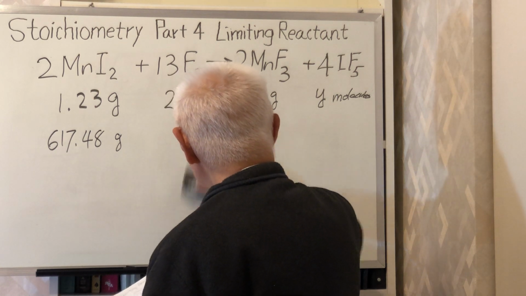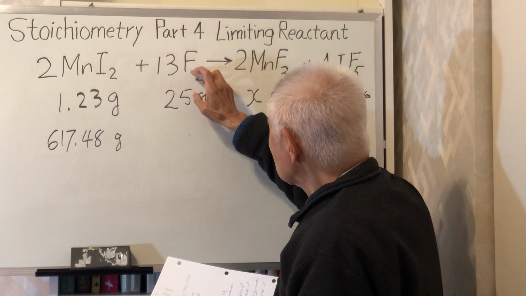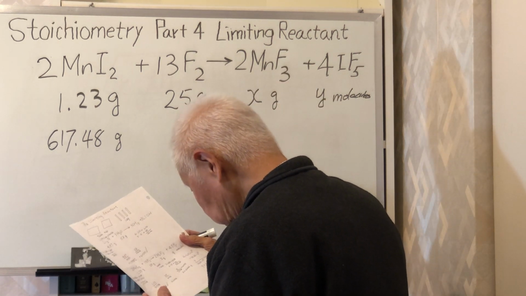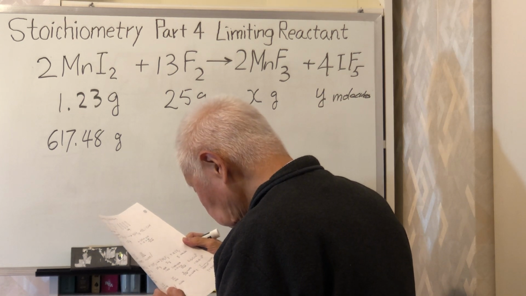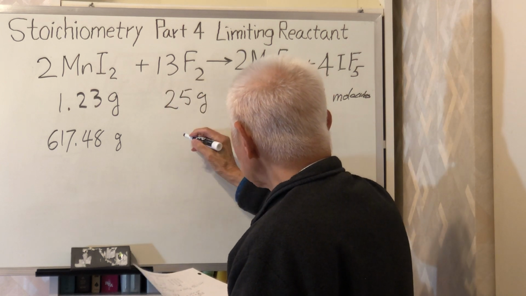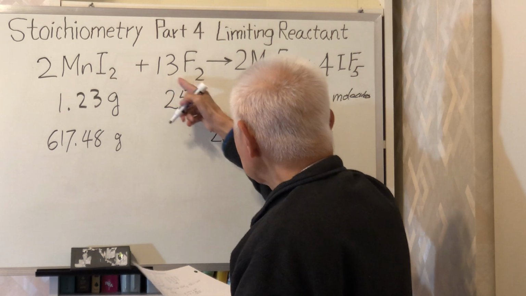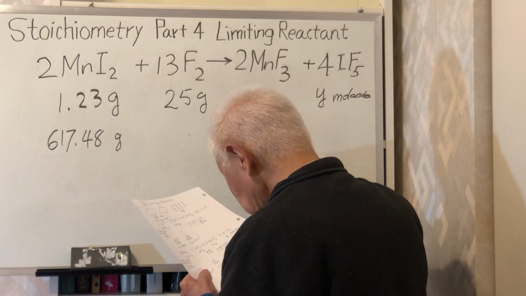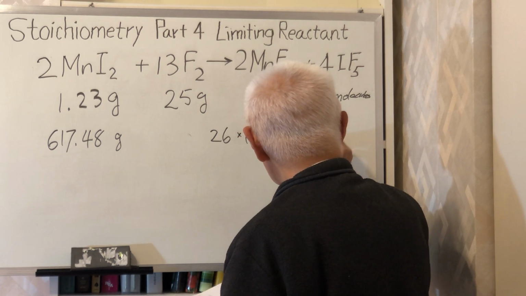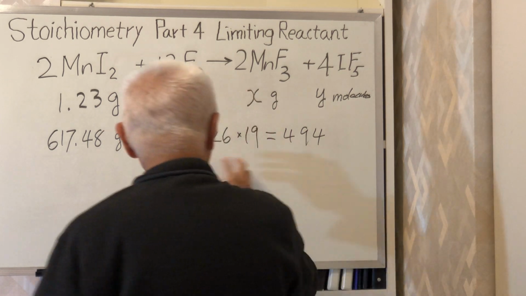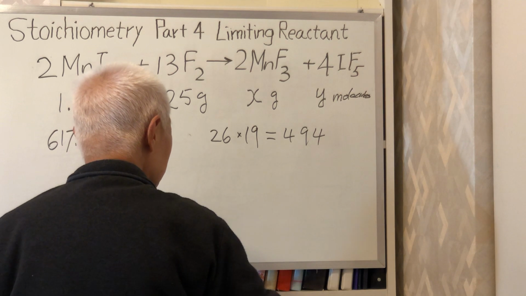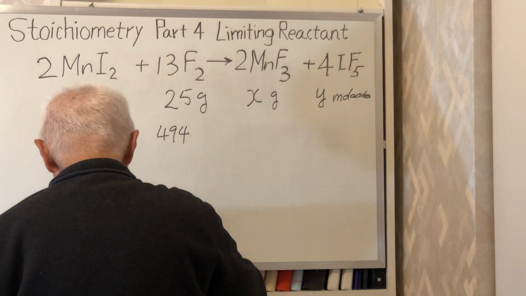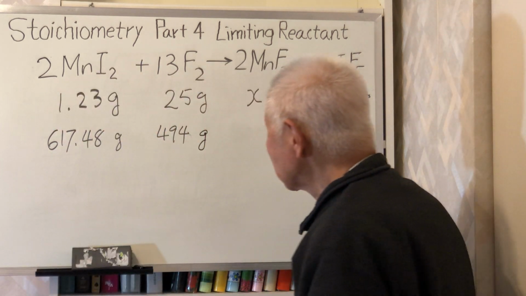All right. Again, I want the gram from this formula for this fluorine. All right. And 2 times 13 is 26. Fluorine is 19. So I multiply, I get that many. Now I put this number below the 25. Okay.